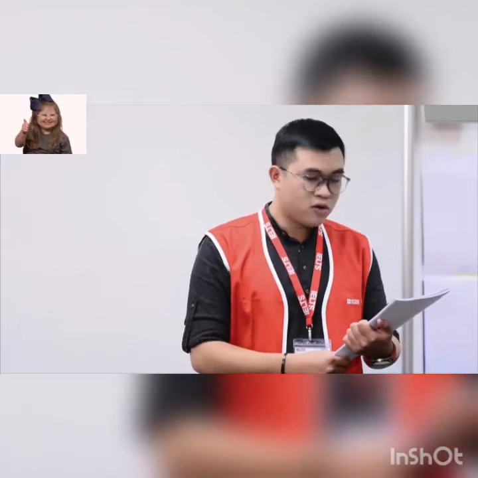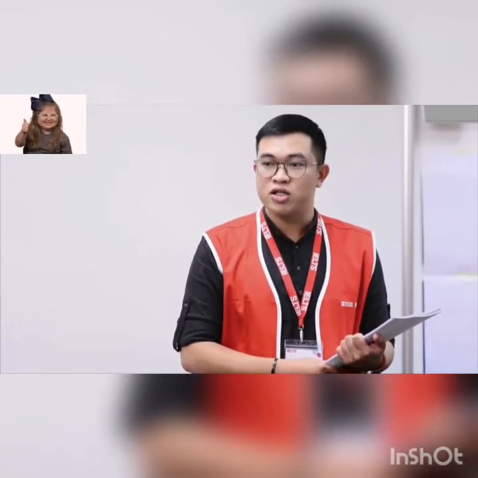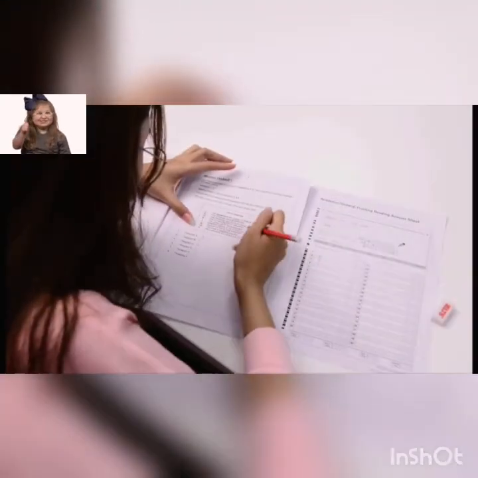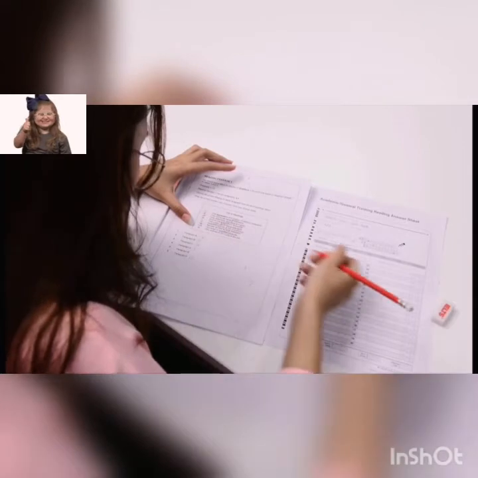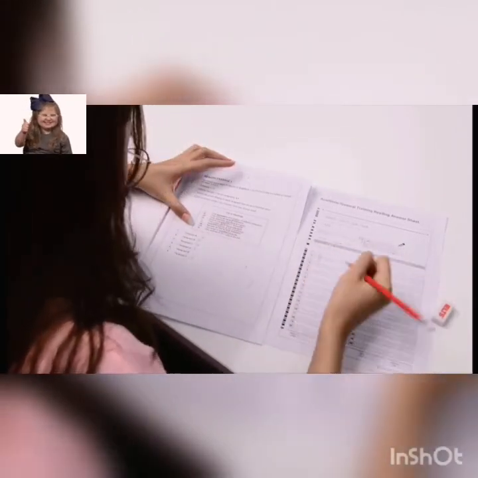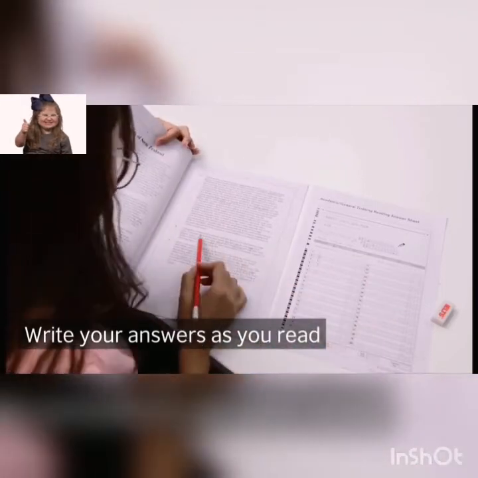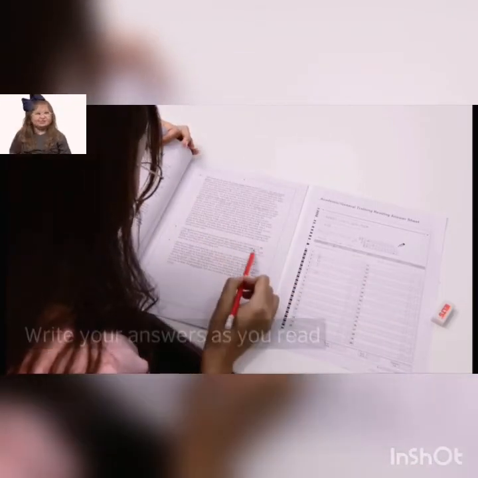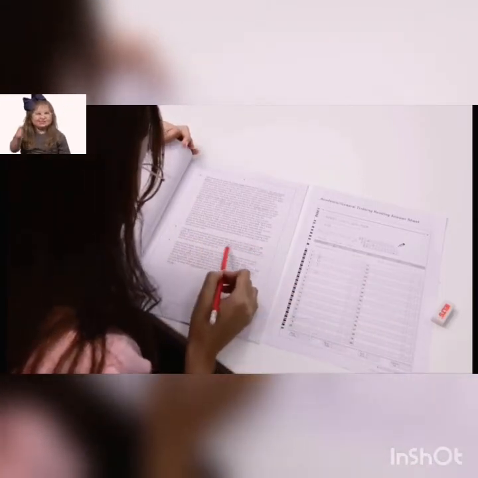Now I will give you the question booklet and the answer sheet for the reading. Next, you have 1 hour for the reading test, where you will read 3 texts and answer 40 questions. Unlike the listening test, you don't have time to transfer your answers at the end of the reading test, so you must write them directly onto the answer sheet as you go through the questions.